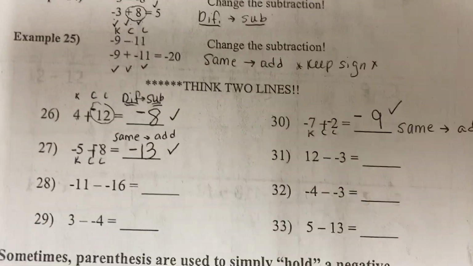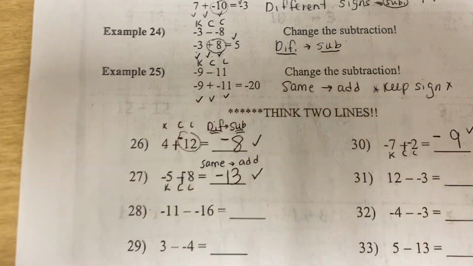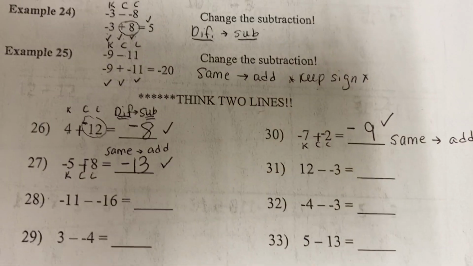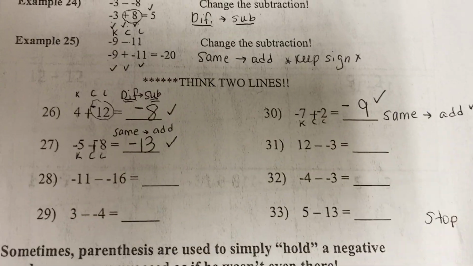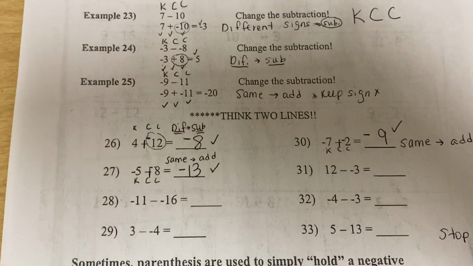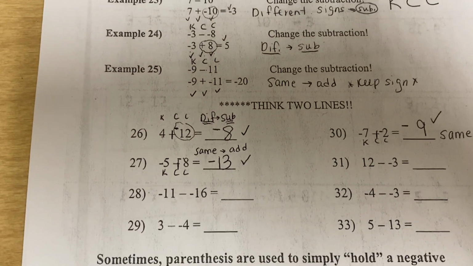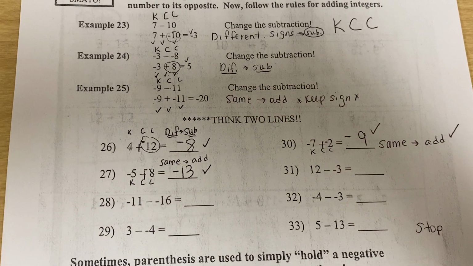So your job right now is to do 28, 29, 31, 32, 33 with notes. Once you hit 33, you're going to stop, and then we will go over the answers. Then we will go to the live class. During this time, I'm taking attendance, checking homework, making sure you have homework copied down in your homework organizer, and then we will go to the live lesson.